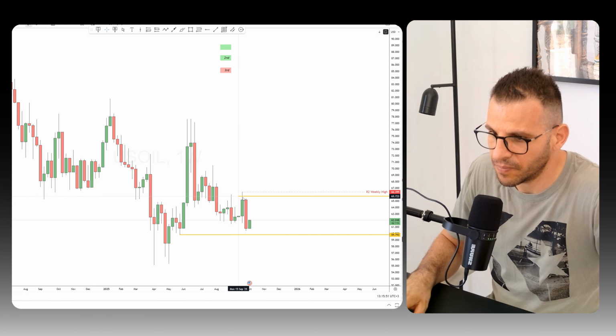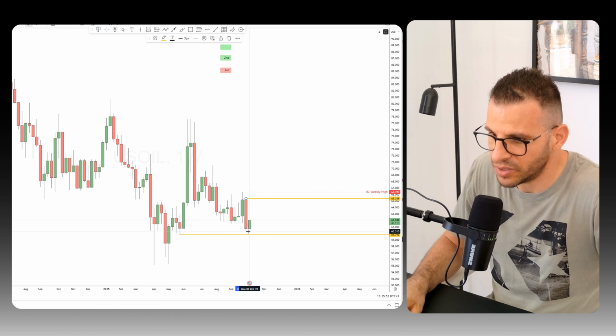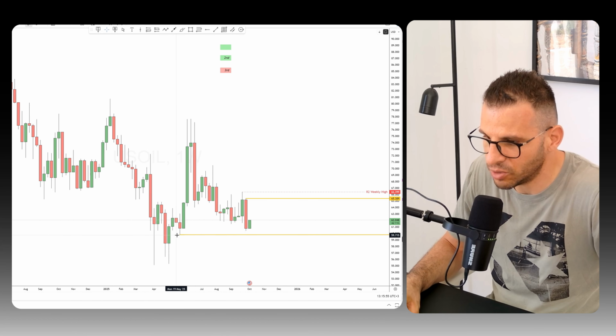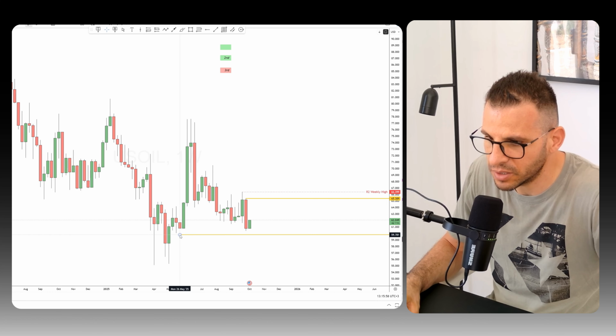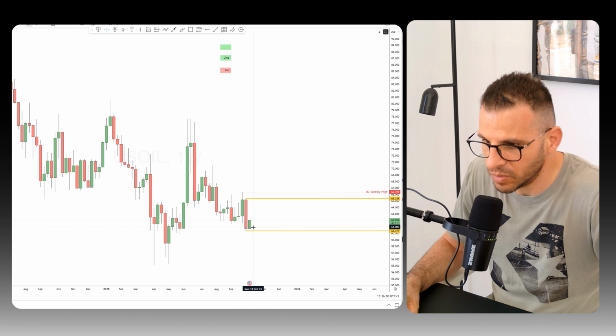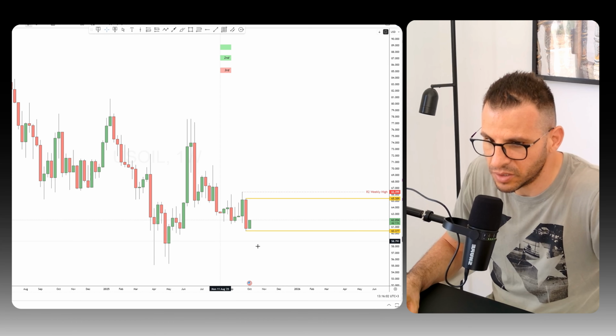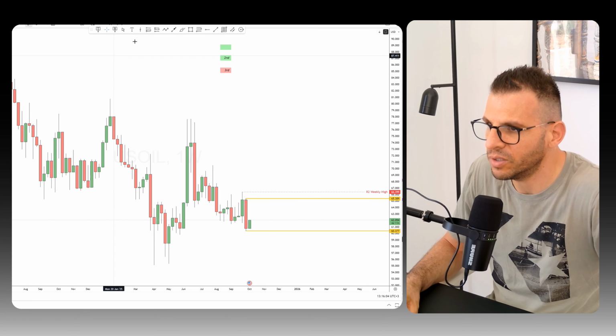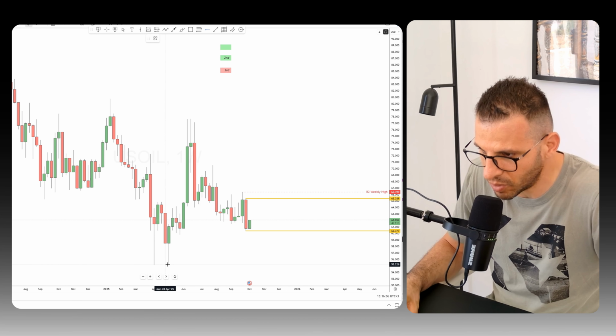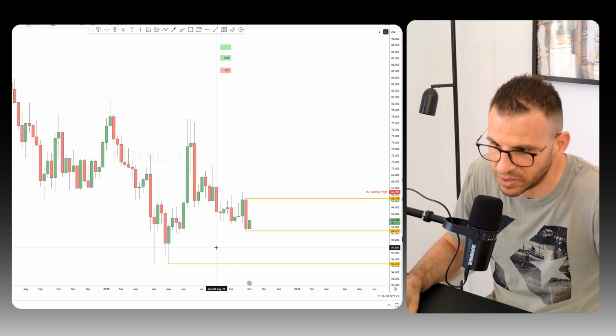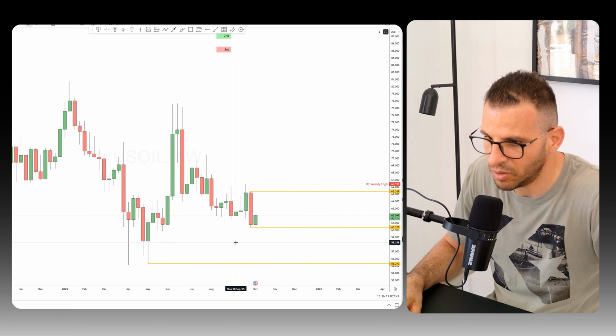Previous week's high and previous week's low, it's here, close by to the support. If the price closes below this $60.37, the next key level of support will be down there around $56 to $55.50.